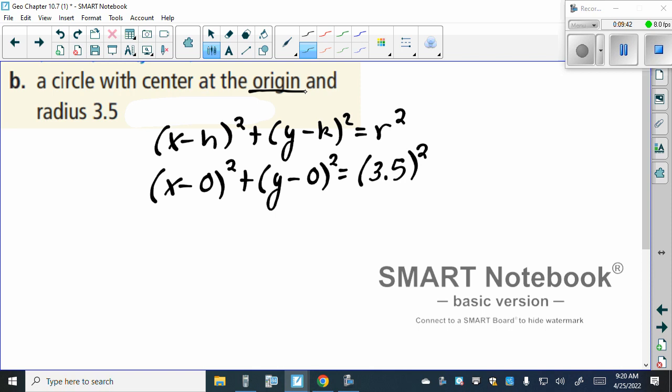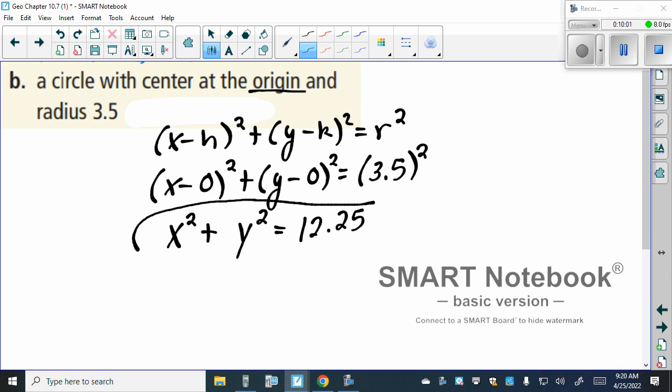Now, x minus 0 squared can be rewritten as x squared, plus y squared, because y minus 0 squared can be rewritten as y squared, is equal to 12.25. And really for 3.5 squared, we're just typing that into the calculator and seeing what we get.